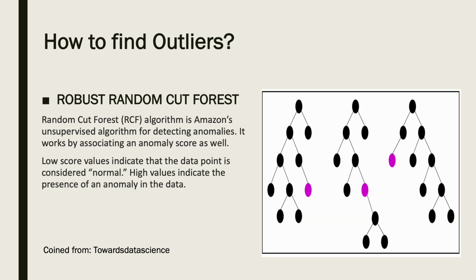Then you also have the Robust Random Cut Forest, which is an Amazon algorithm designed to detect anomalies. Any value that's considered an anomaly is an outlier. So you can see a lower score indicates that the data point is normal, and if it gives a high value, then it means it's an anomaly, and that could be removed.